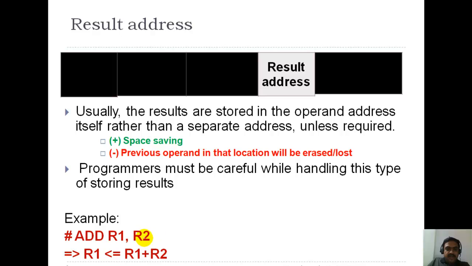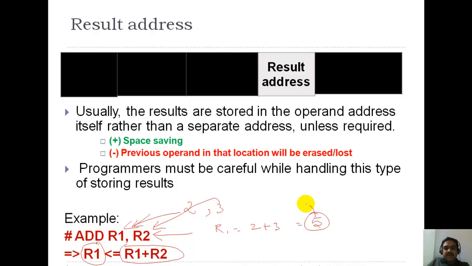For example, in this particular case, if you take a look at this instruction, it says add R1, R2. Okay, assuming something is internally specified, what it indirectly conveys is: update the content of R1 with the result of R1 plus R2. So initially let us assume R1 had 2 and R2 had 3. So now R1 is equal to 2 plus 3. So the new value of R1 will be 5. You get it?